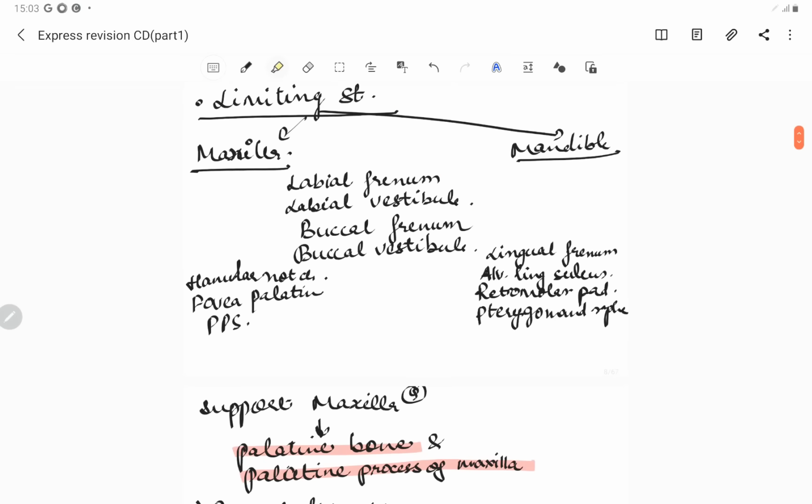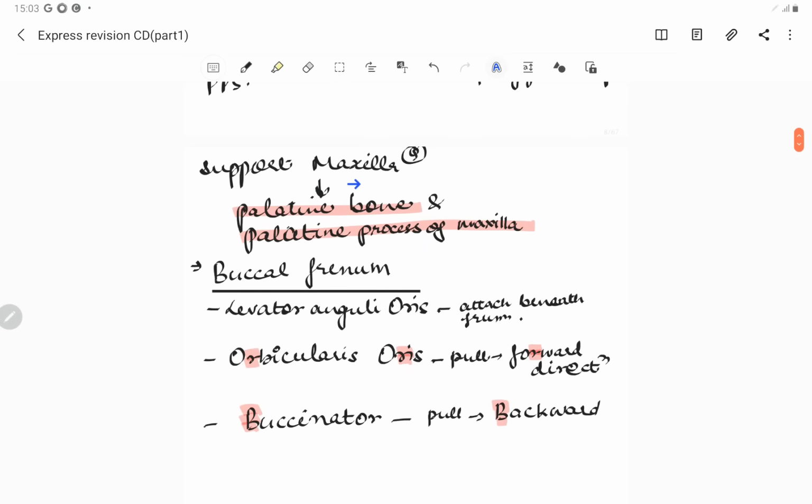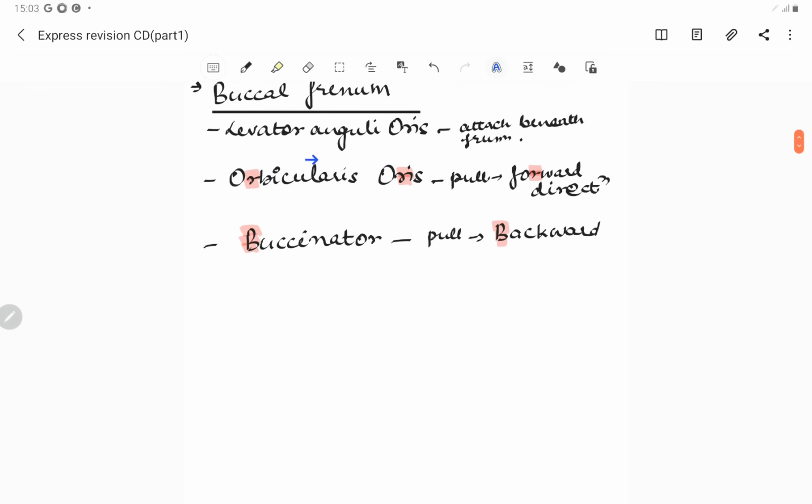Limiting structures in both the maxilla and mandible are the labial frenum, labial vestibule, buccal frenum, buccal vestibule, and in the maxilla the hamular notch, fovea palatina, PPS. In the mandible: lingual frenum, alveolingual sulcus, retromolar pad, and pterygomandibular raphe. Support to the maxilla is usually by the palatine bone and the palatine process of the maxilla. The buccal frenum is pulled in a forward direction by the orbicularis oris, RR, you have to remember, and by the buccinator backward, BB.